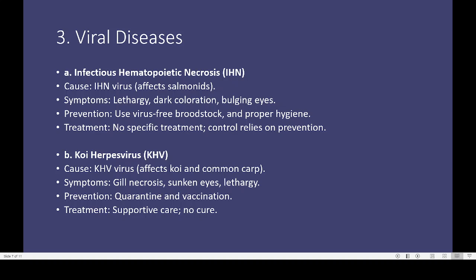Then ensuring proper hygiene. We do not have any kind of treatment method for this viral disease, because even for human viruses, we do not have a treatment, we do not have a drug.